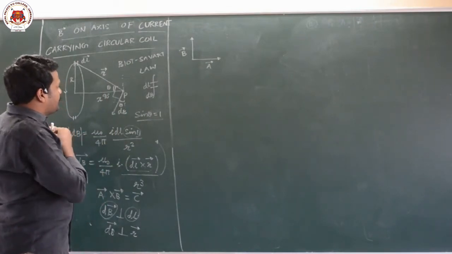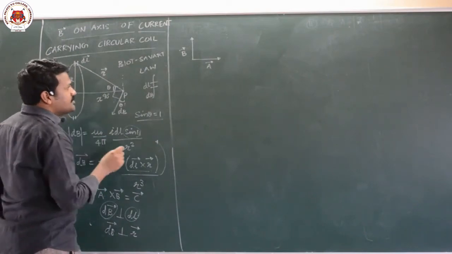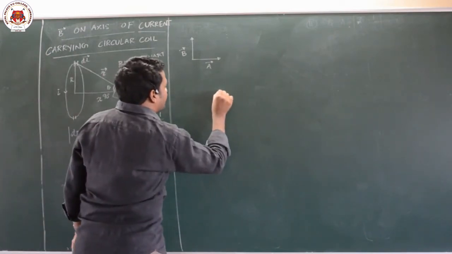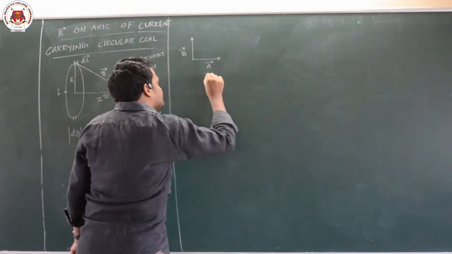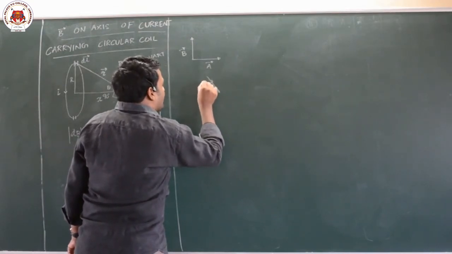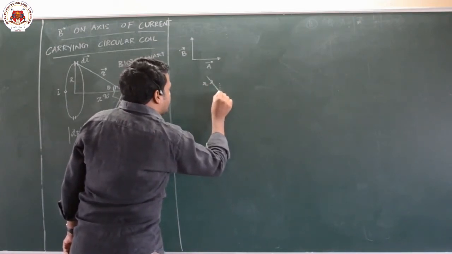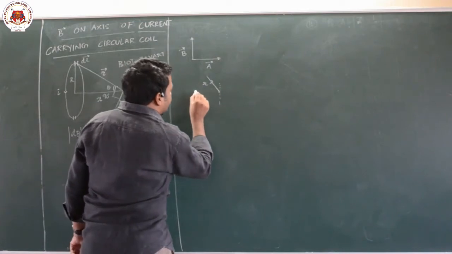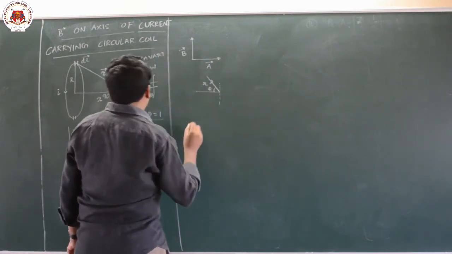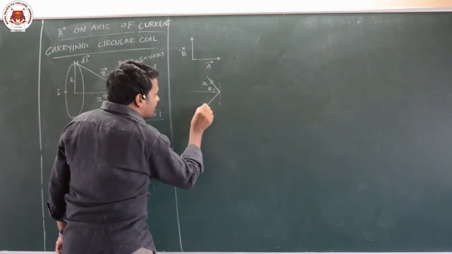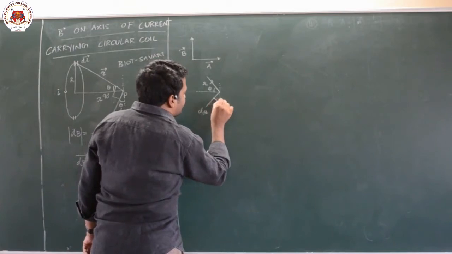Now let us resolve this dB into components. So again I will draw here the point P. At point P, this is the direction of r, this is theta, this is theta, and this is also theta. This angle is theta, and let us take this is the direction of dB. This angle also will get theta only.